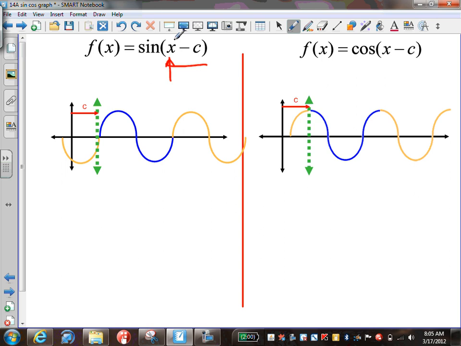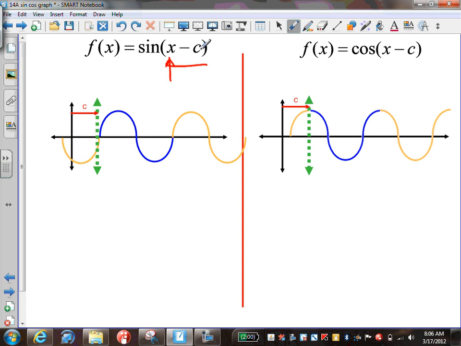Now, just like with any sort of translation we've done with graphing, inside parentheses you do the opposite sign. So it does x minus c. If we're minusing c, that means we're shifting in the positive direction by c. And this is a starting point. Typically, we start at 0. And we would say, okay, the graph of sine of 0 is 0, and we would start here.